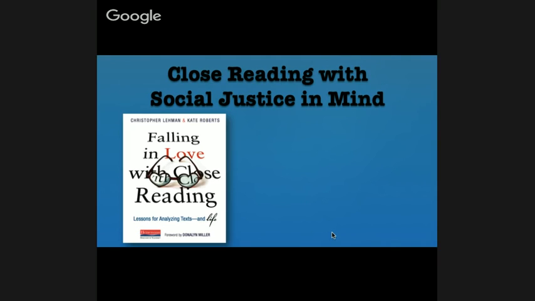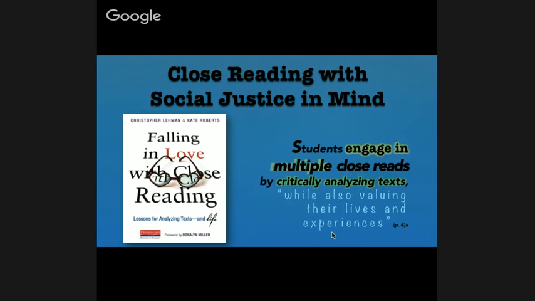But the two of these brilliant folks pull together several important and overlapping definitions that they use to share their vision for effective close reading in their book. So in short, they assert that students engage in multiple close reads by critically analyzing texts while also valuing their lives and experiences. Keywords here are engage, multiple, critical, and clearly what drives close reading is directly in line with critical social justice work in literacy because of the necessity of critical engagement with the word and the world. Students must close read while also valuing their lives and experiences.